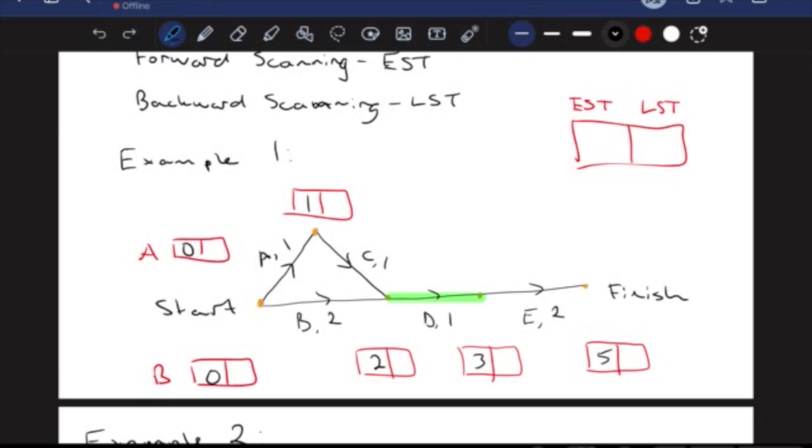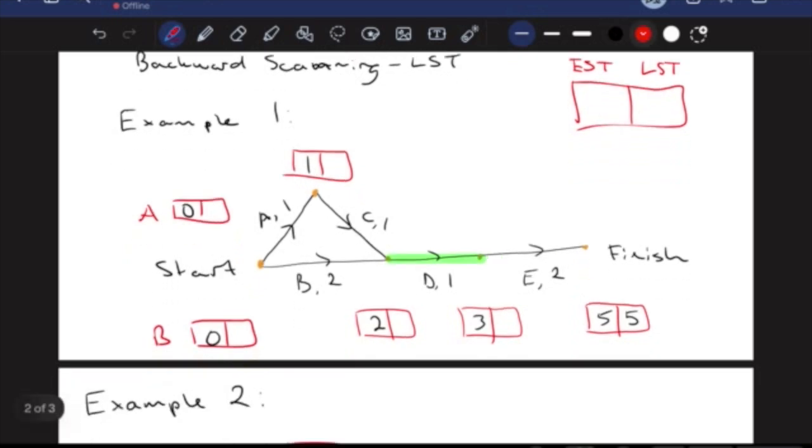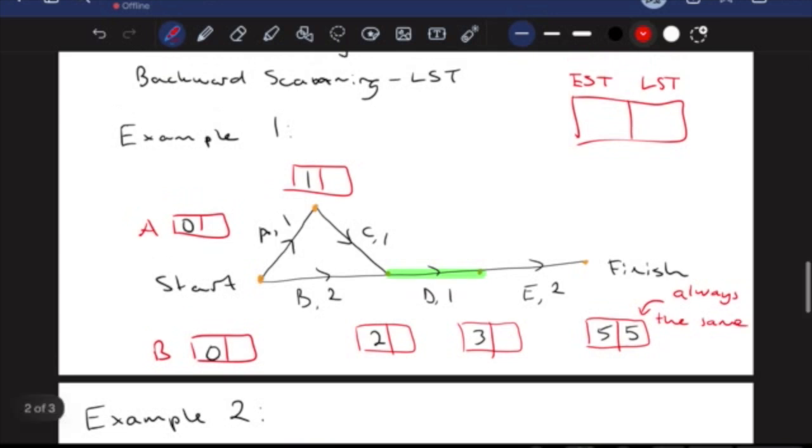Now, always at the end, at the start and finish here, but particularly the finish, these two will always be the same because now we have to work backwards. So every time we get to the finish, we expect these numbers to be the same at the finish. I'm actually going to write that down here. Always the same. And now we basically want to move in the backwards direction to find the latest start time of each activity.